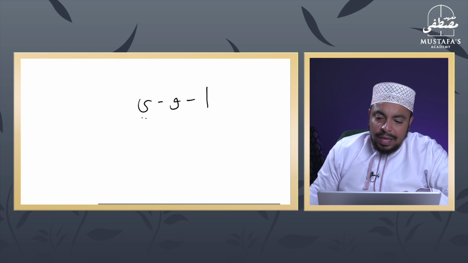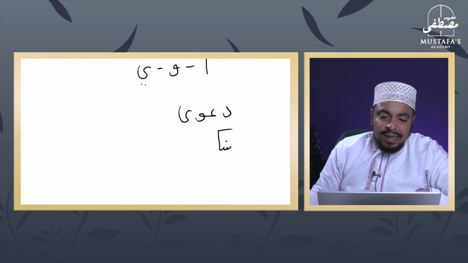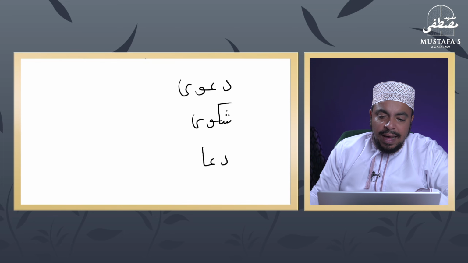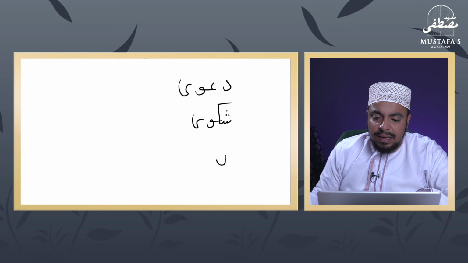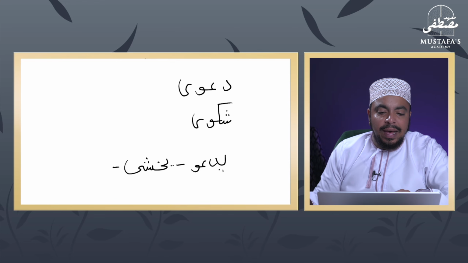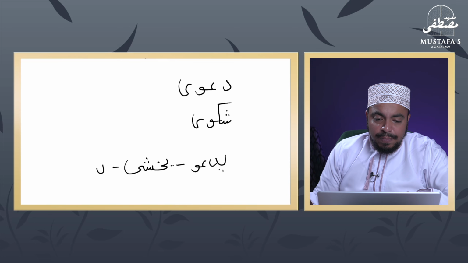But understand this. If you have the word da'wa, for example, or the word shakwa, these are nouns, by the way. These are not verbs. And if it comes to a verb, you have the verb da'a, the verb khashiya. That's past tense. Present tense: yad'u, yakhsha. What else do we have? We have the ya, for example, yaqdi.